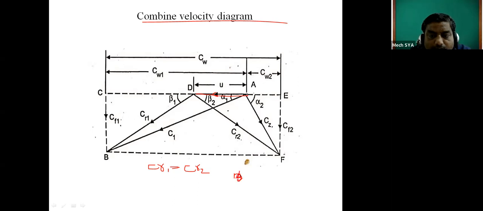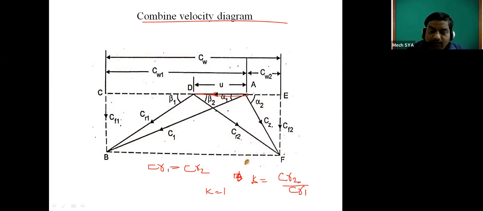K is equal to what? K is equal to CR2 upon CR1, and it is called the blade coefficient or blade friction coefficient. If there is no friction, then K is equal to 1, and in that case CR1 is equal to CR2. So in that case the heights of both the inlet and outlet velocity triangles, that is BC and EF, are going to be the same.